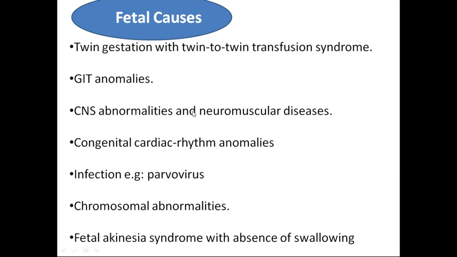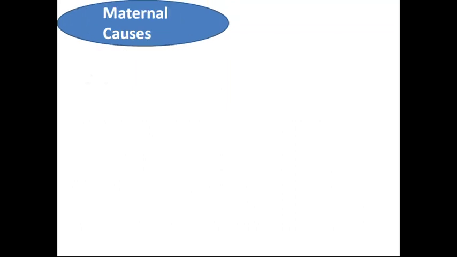Also, neuromuscular abnormalities or CNS abnormalities, because there is a defect in swallowing. Some congenital heart anomalies can also cause cardiomegaly and affect swallowing. Some infections, like parvovirus, cause fetal anemia and hydrops. Chromosomal abnormalities can also be a cause. Okay, so there are many fetal causes.